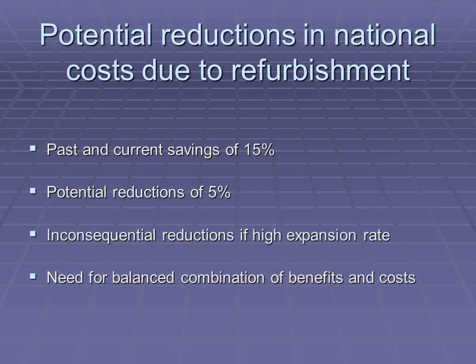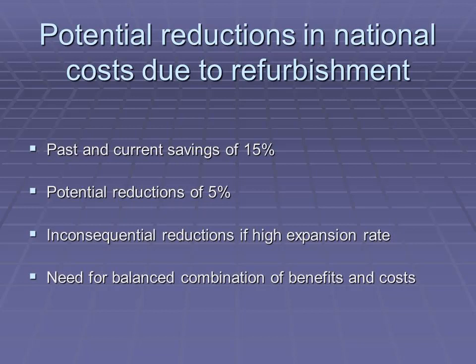In another stock and flow model of housing, I've managed to make rough estimates of the past and current savings in the national cost to sustain housing due to owners undertaking refurbishment. The national savings have been in the order of 15%. There is the potential to reduce national costs by an additional 5% by undertaking additional cycles of refurbishment should the housing stock be stationary.